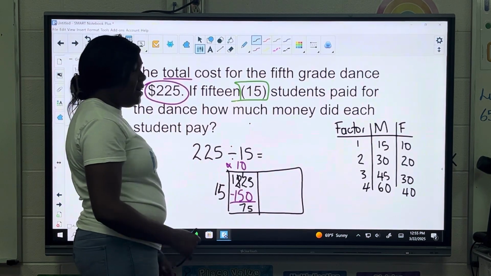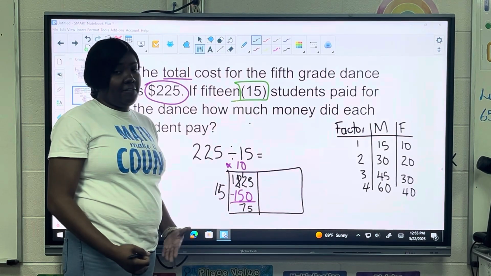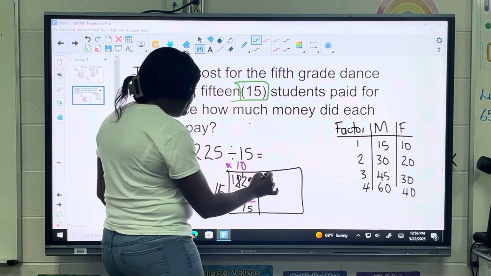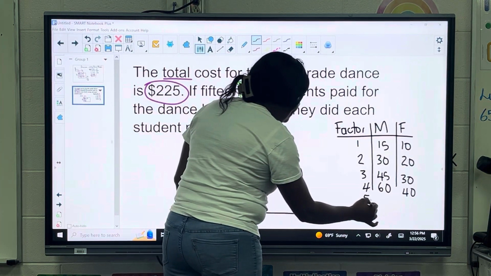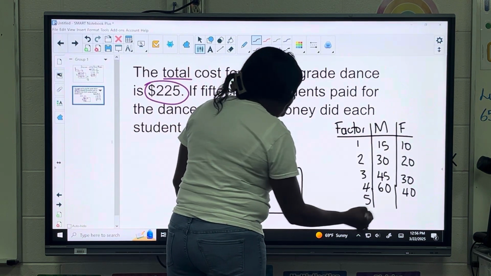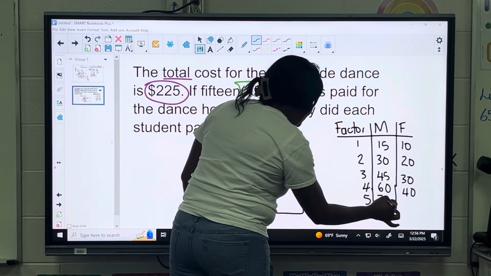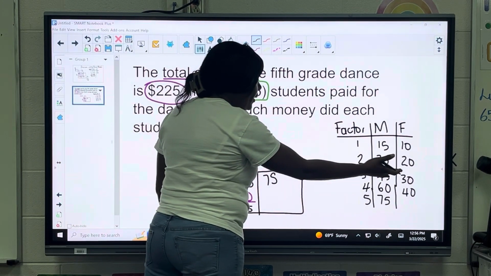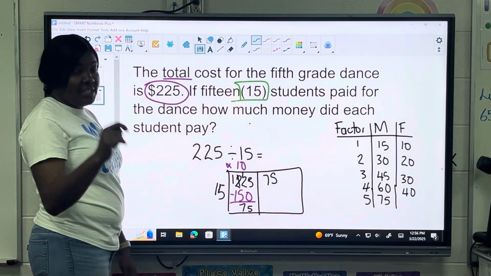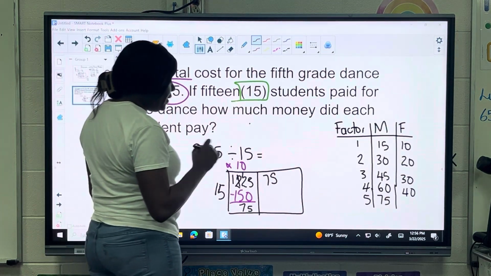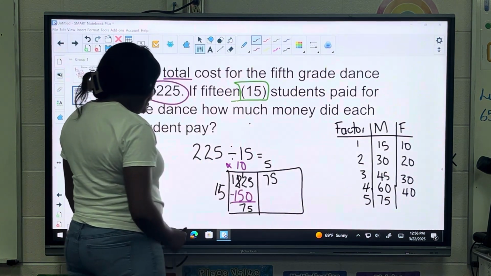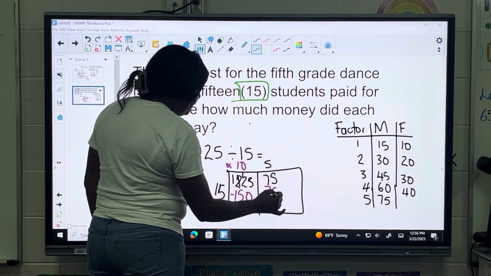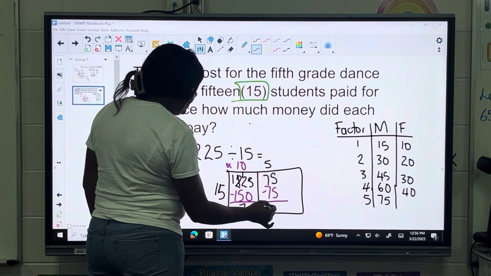I wonder, boys and girls, if I write another multiple of 15, would I get 75? Let's try. So let's do 15 times 5. Let's add 15 to 60. Oh yes, I get 75. So now I'm choosing, do I choose another friendly number or do I choose a factor? If you said factor, boys and girls, you're correct. So I'm going to choose the factor 5. Then I do 15 times 5 gives me 75. I subtract and I have nothing left.